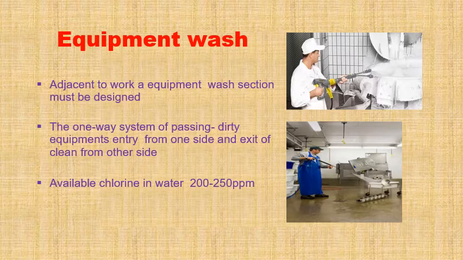So equipment washing facilities is another important section. It should be adjacent to the working area where the equipments are to be washed, and it should be designed properly nearby the machineries. The one-way system of passing should be followed, where the dirty equipments enter from one side and the exit of cleaned or washed equipment should be from the other side. And in these places, the available chlorine in water for all kind of washing should be 200 to 250 ppm.